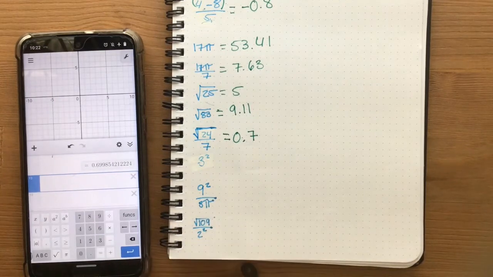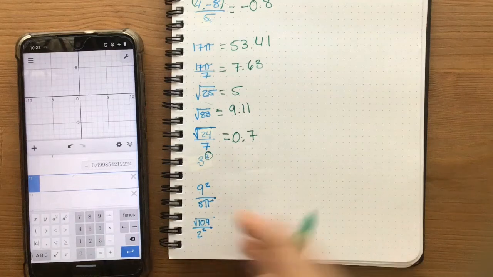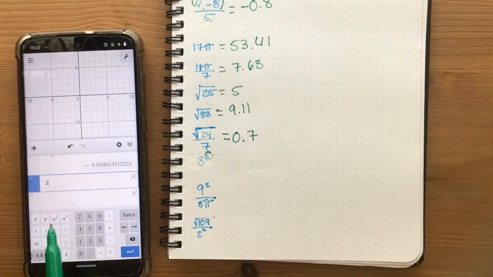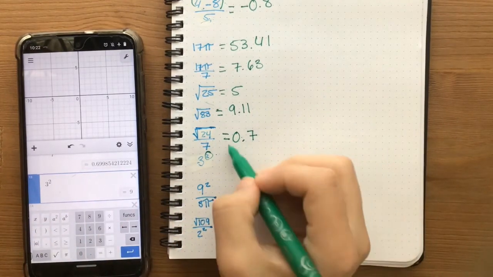Okay, now I'm using the squared right here. So I'm going to do 3. And then you see this button that says a squared. That means that you could put in a number and it'll automatically square it for you. So squared is going to get me 9.